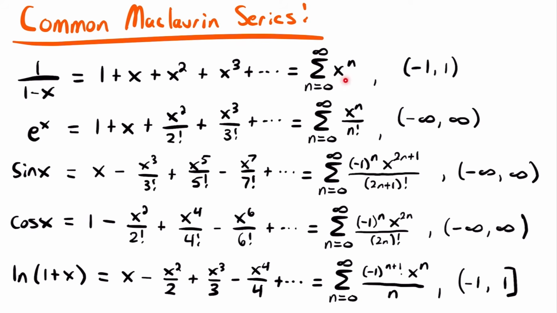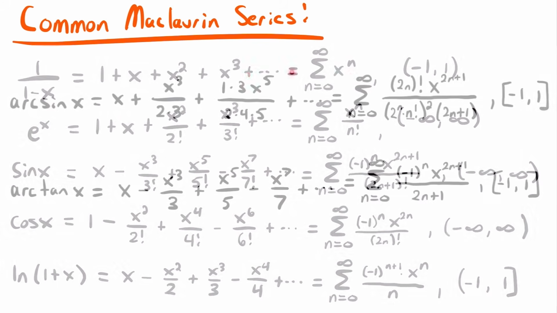And of course, that power series is convergent for values of x between negative 1 and 1, but not including those endpoints. And then at the bottom here, we have the natural log of 1 plus x, which can be represented by this power series, and that is convergent for values of x from negative 1 to positive 1, including positive 1, but not negative 1. All right, and so these are the 5 most common Maclaurin series that you want to be aware of, but there are 2 more that you might want to see. And so here they are.